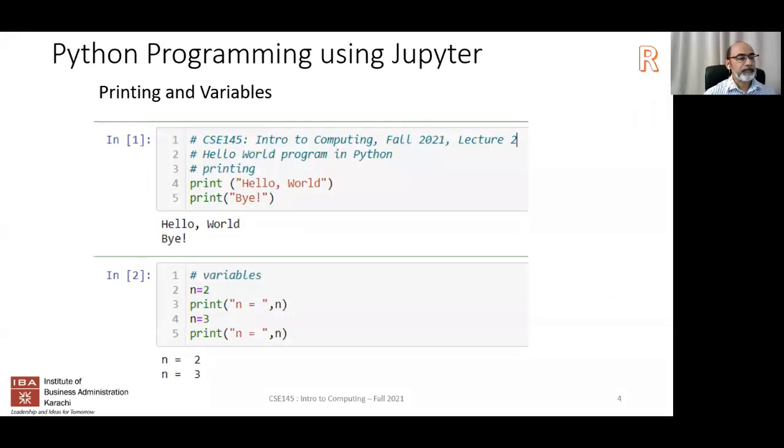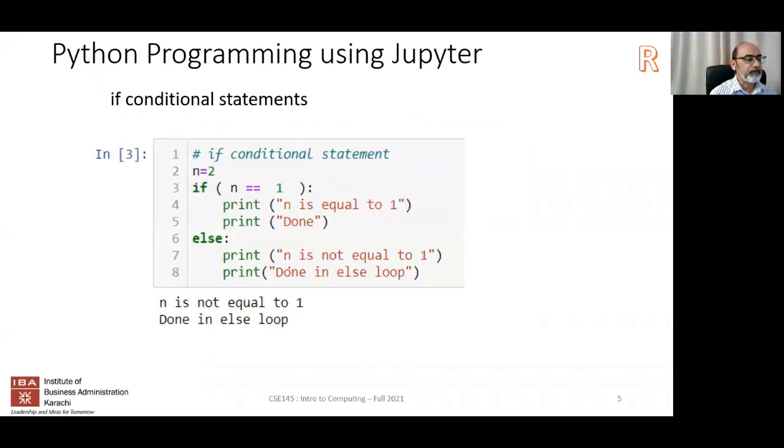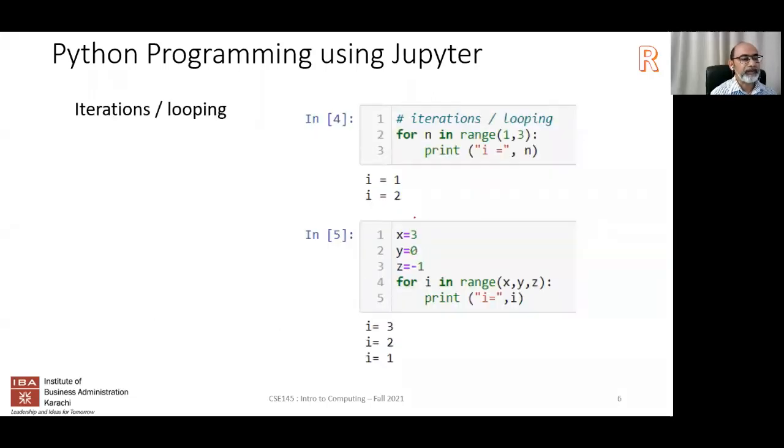Then we looked at Python programming last time, and we looked at simple print statements. We looked at how to define variables. We also looked at the if conditional statement. And next, we also looked at iterations. So this was an example where we did a loop for n ranging from 1 till 2. It would print out something, okay? Similarly, over here, this was an example where it was decrementing instead of incrementing i.